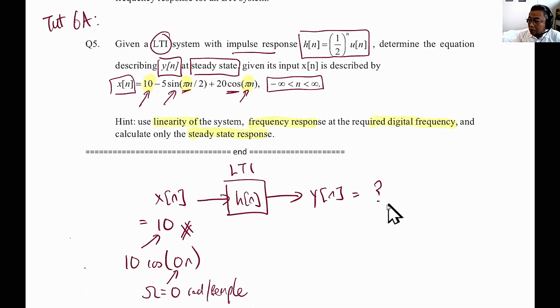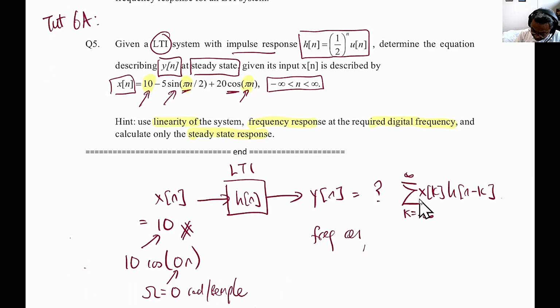You cannot use the convolution equation to solve it, because x[n] lasts from minus infinity to infinity, and h[n] is also an infinite sequence. So if you try to solve it this way, you can't even pretend to make this sum work. So how do we solve it then? We use the frequency response.